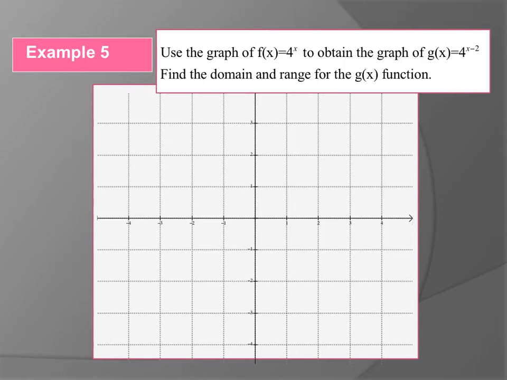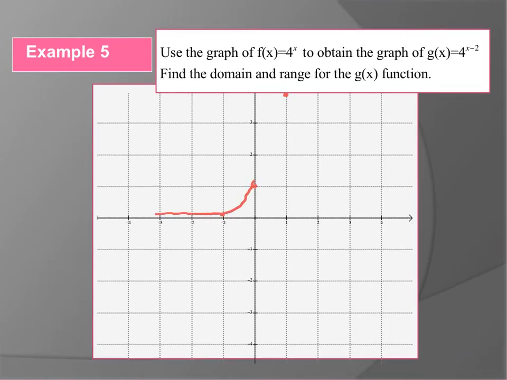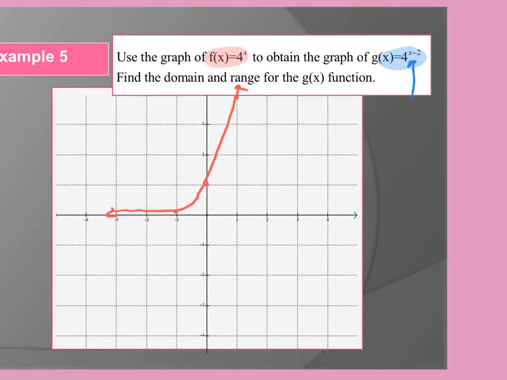All right, same parent function, so 1/4, 1, 4. Now I've got 4 to the x minus 2. What's happening there? What happens when the number's in the exponent? Well, close. Right, okay, so it is a horizontal shift, but it's going right 2 places. So I take this point, I go right with it. I take this point, I go right with it. I take this point, I go right with it.